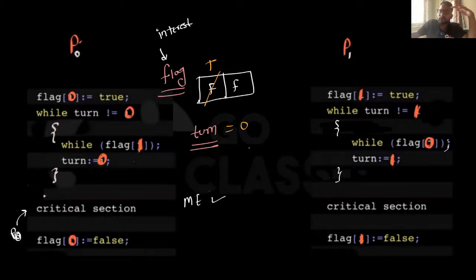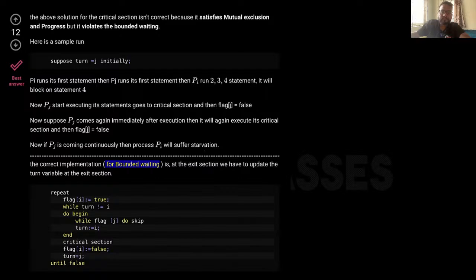But if both of the processes want to enter at the same time, then can they enter? They will make both of their flags true. Then since turn is either 0 or 1, one of the conditions will be true and one false, and based on that, it will come here. So that's why both of them cannot enter at the same time. So mutual exclusion is satisfied here, right?